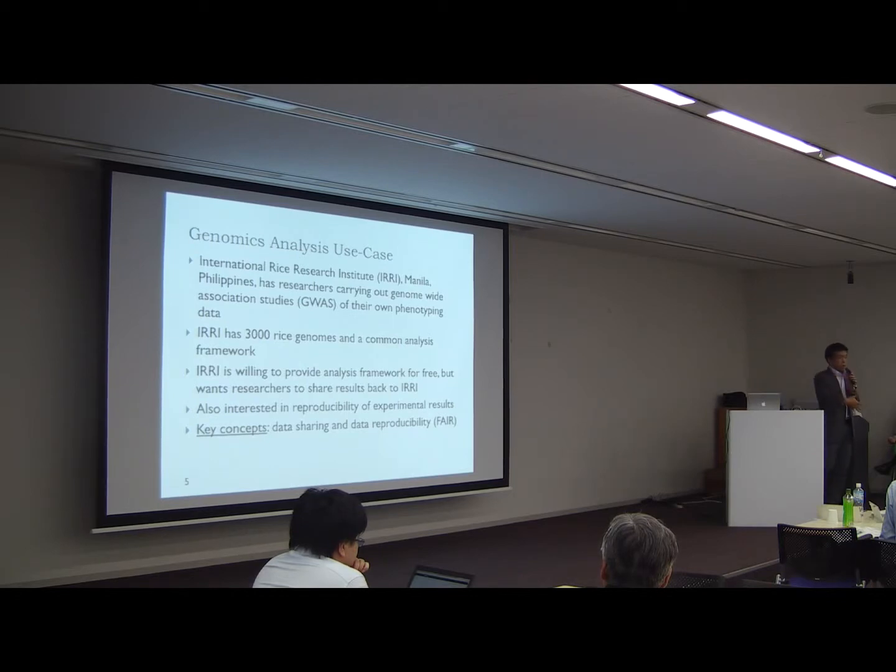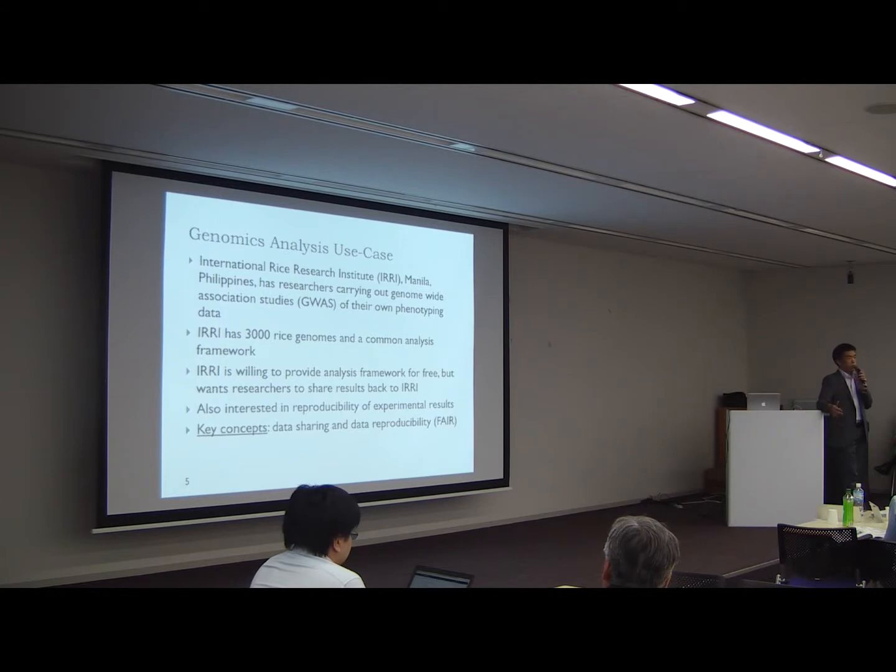So because of our contacts in the Philippines, this is where we contacted people in the International Rice Research Institute in Manila. And these researchers were carrying out genome-wide association studies of rice phenotyping data. Now, phenotyping data meaning physical traits, so what the rice looks like or what color it is, the plants, and that type of thing, how tall it is. The IRRI has 3,000 rice genomes and a common analysis framework. In other words, they have a data set comprised of 3,000 different rice genomes.